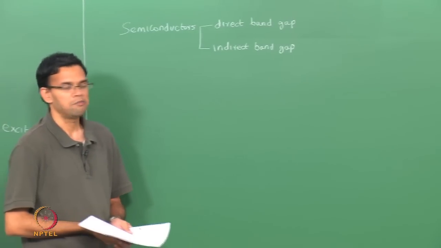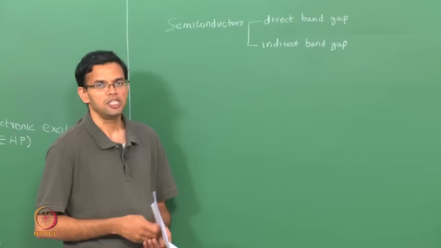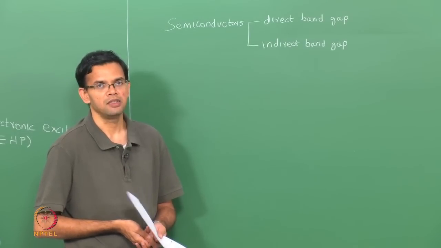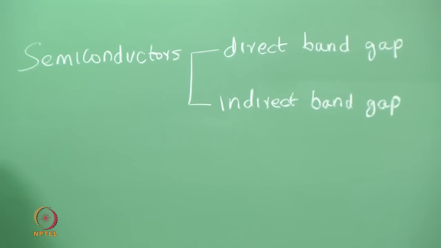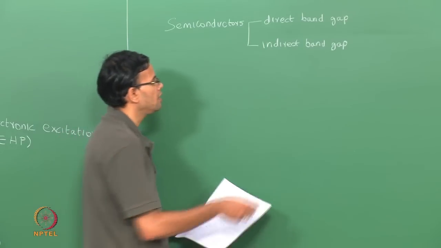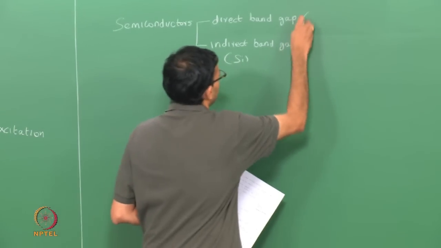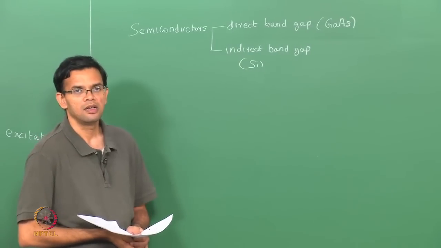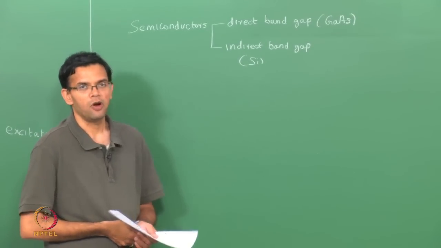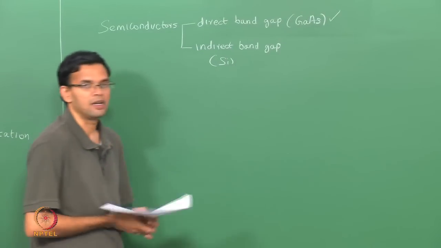So, we have seen that a direct band gap semiconductor is one in which the electron hole recombination proceeds with the dominant mechanism being the release of electromagnetic radiation or photons. In the case of an indirect band gap semiconductor, the energy is released in the form of heat. So, silicon is an example of an indirect band gap semiconductor. Gallium arsenide is an example for a direct band gap semiconductor. In the case of an LED, since we want a visible light to come out, we preferentially use direct band gap semiconductors.